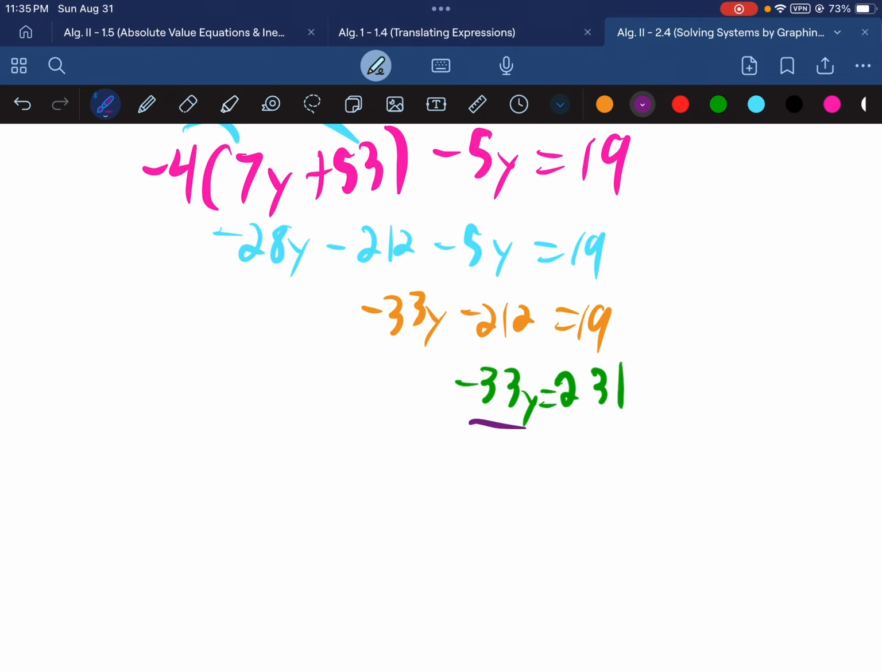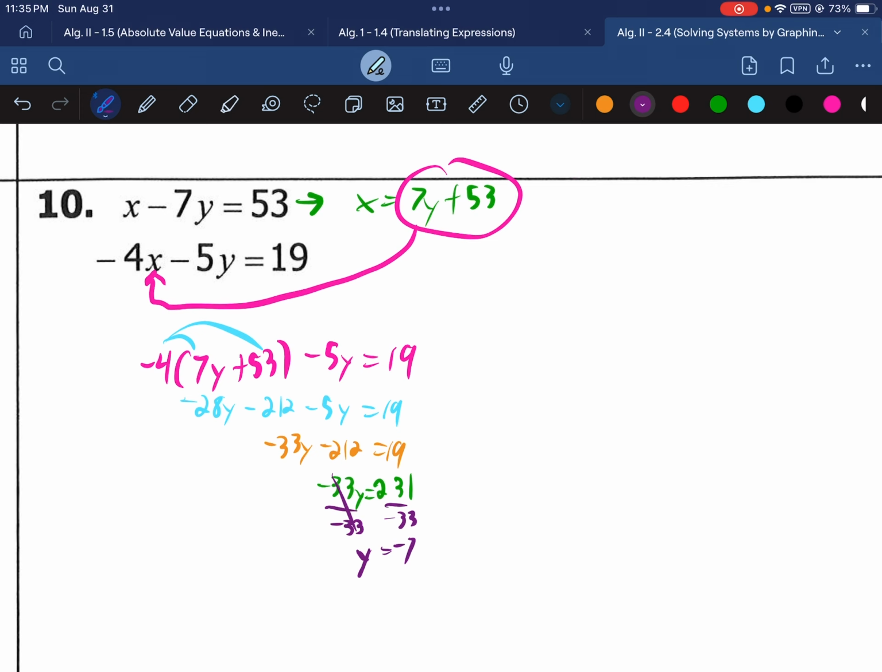And so I divide both sides by negative 33, and I get y to be negative 7. Not quite done because I still have to find the x value for the ordered pair. So I plug it into either of the original two equations. I'm going to plug it into the top one because x has a coefficient of positive 1 here. But you can plug it into either equation you choose.